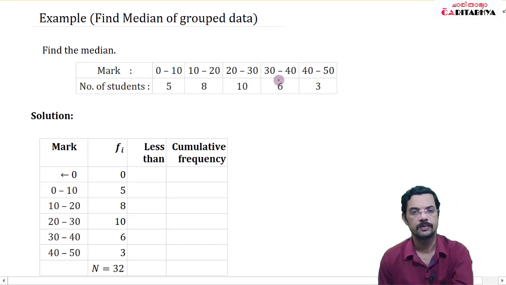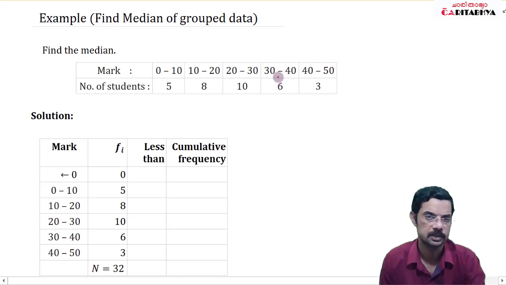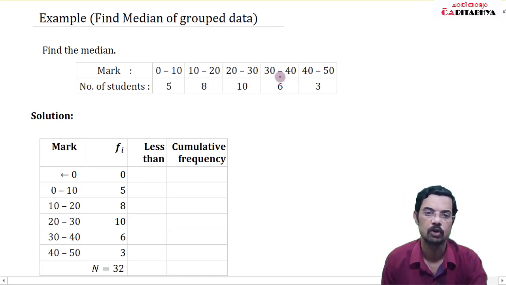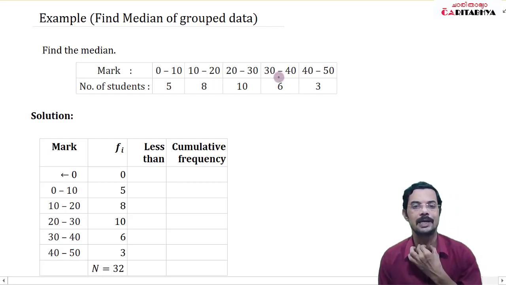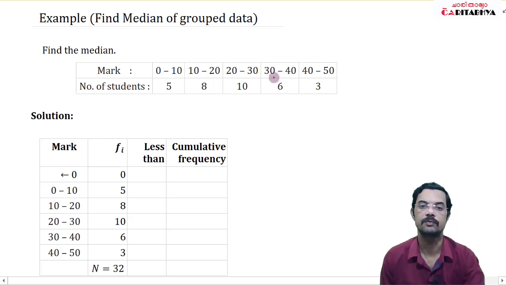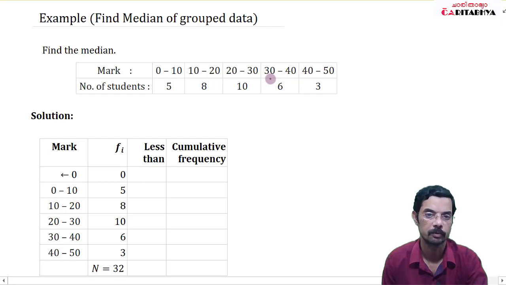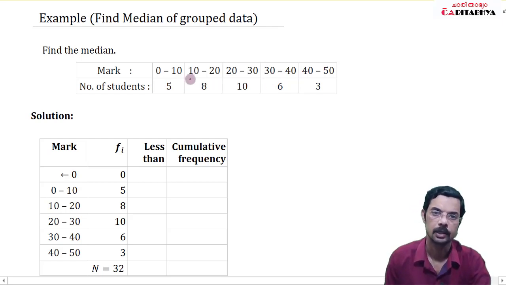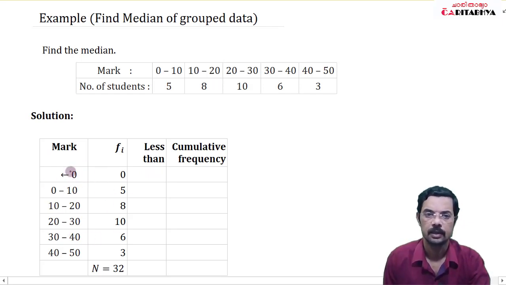So we said, what is the first step? The first step is to prepare the less than type cumulative frequency. To find it, we consider the upper boundary points of each class. First, we take an extra class above all the other classes, as I have prepared here, so that we can have each and every boundary point from 0 to 50 included.